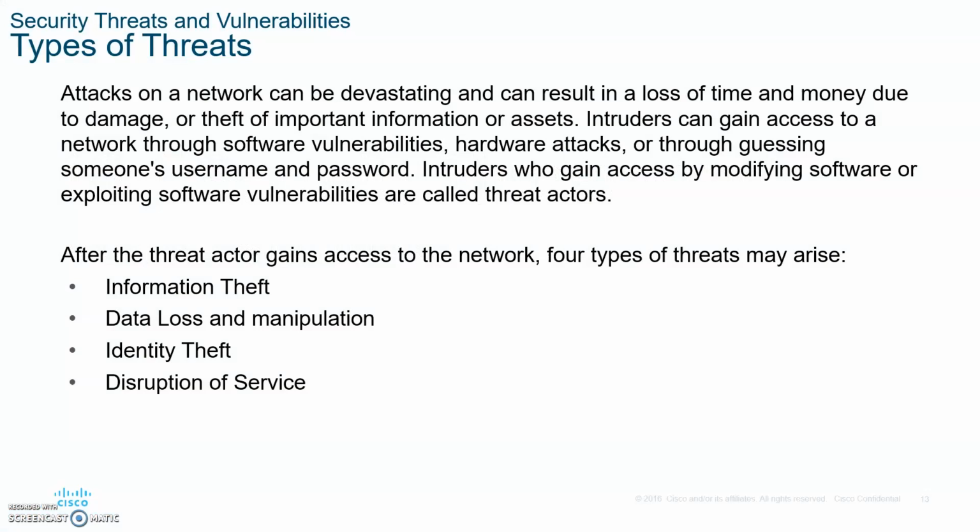The types of threats that might be out there. So please write the following down. Information theft. So this is a big thing. This is when we're talking about data security. Data loss and manipulation. Somebody can corrupt your data by sending you a virus or a worm or a Trojan horse.